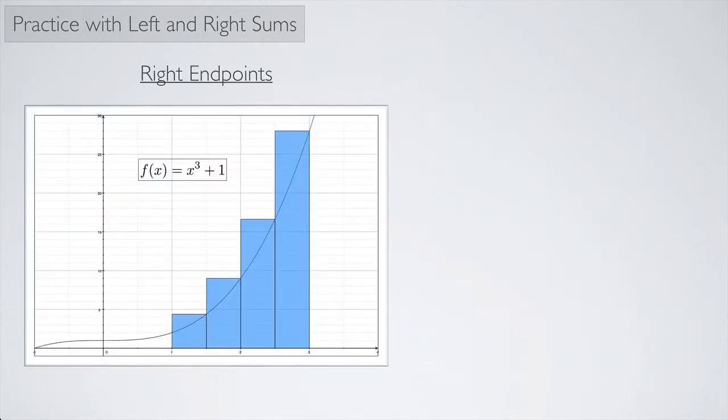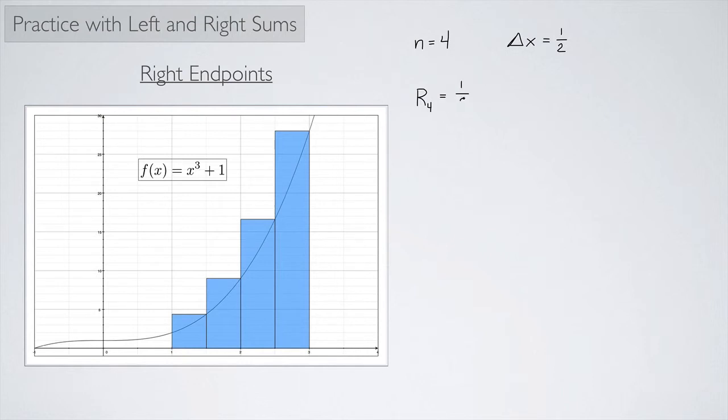Okay, now let's look at right endpoints. So here's the graph, and now I have the rectangles drawn in for right endpoints. And in this case, I still have 4 rectangles, so my n is still 4, and my delta x is still going to be a half. That didn't change. And now I'm going to look at R4. So R4 would be using right endpoints with 4 rectangles.